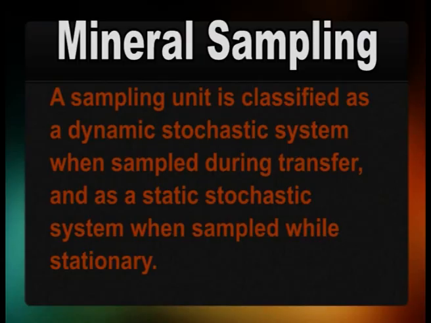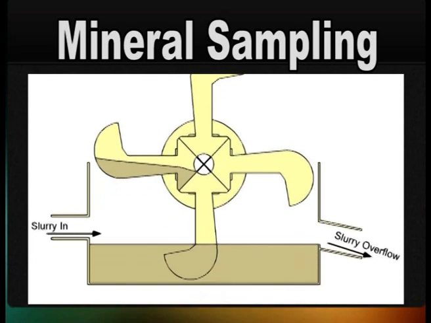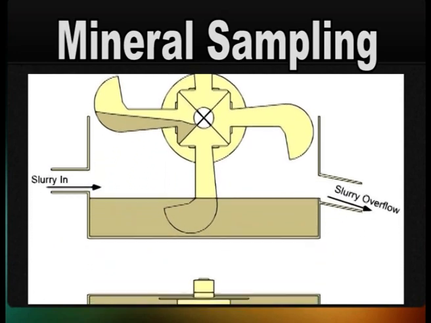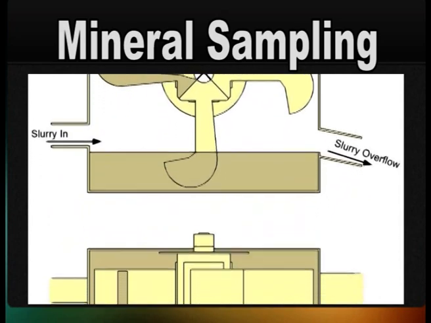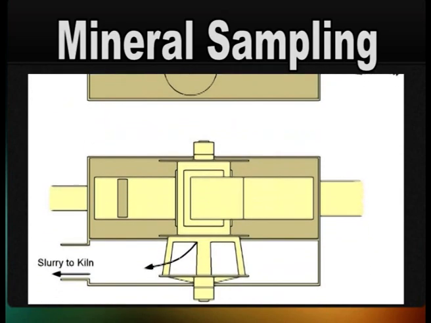In mineral processing, a whole is referred to as a sampling unit, such as a mass of mill feed, dewatered concentrate or bullion, or a volume of cyclone overflow or tailings slurry. A sampling unit is classified as a dynamic stochastic system when sampled during transfer and as a static stochastic system when sampled while stationary. The validity of this method depends critically on how slurry flows in mineral processing plants are interrogated and how the variances of stochastic variables are estimated.